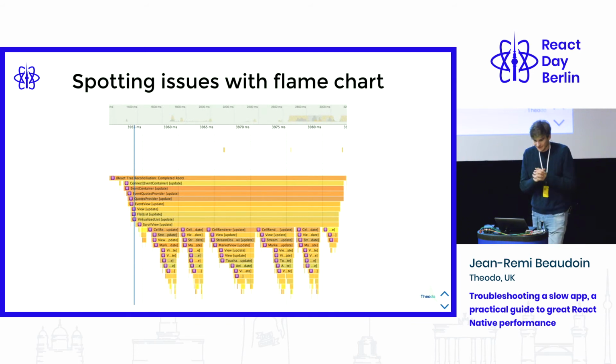Here, spotting issues with the flame chart. This is an example of the flame chart, so it's fairly common to use it. You start recording what's going on in your app, and it records all the calls to functions, so it can go really deep and be quite hard to understand. As I said, the React DevTools now include a profiler that does that in a nicer way, but the idea is the same.